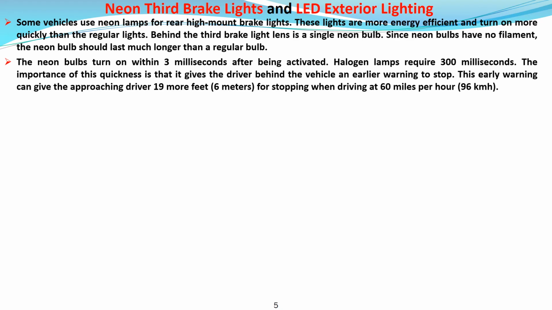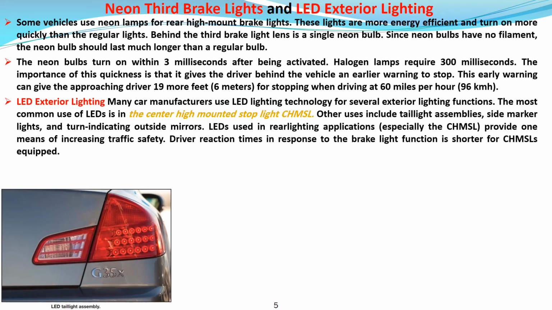This early warning can give the approaching driver 19 more feet, about 6 meters, for stopping when driving at 60 miles per hour, 96 kilometers per hour.